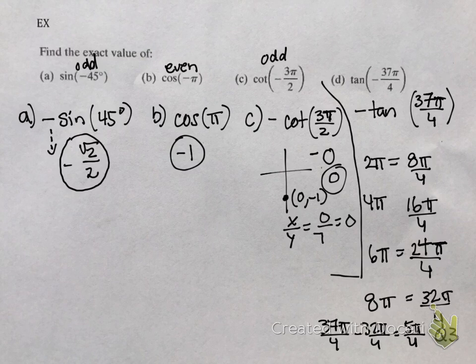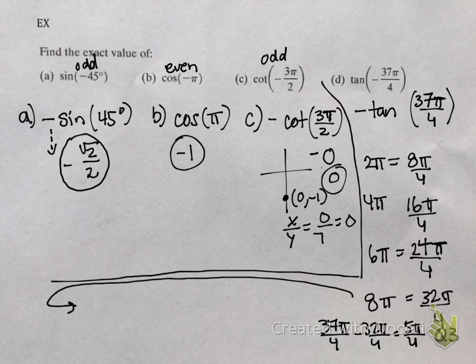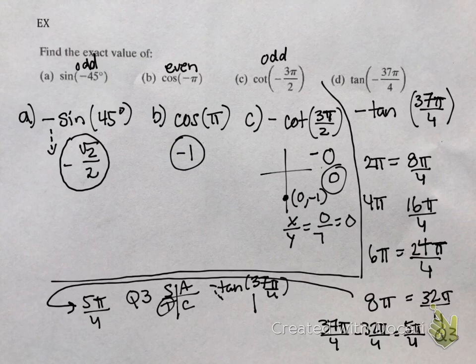Unfortunately I'm going to have to bring this problem over here. So I have 5 pi over 4. That's what I figured out after all that work. And what I found out was I'm in quadrant 3. I know that tangent is positive in quadrant 3, so my value is going to be 1. But remember, I had the negative hanging outside. So it looked like this: negative tangent of 37 pi over 4. So I have to bring down the negative sign. The answer is going to be negative 1.